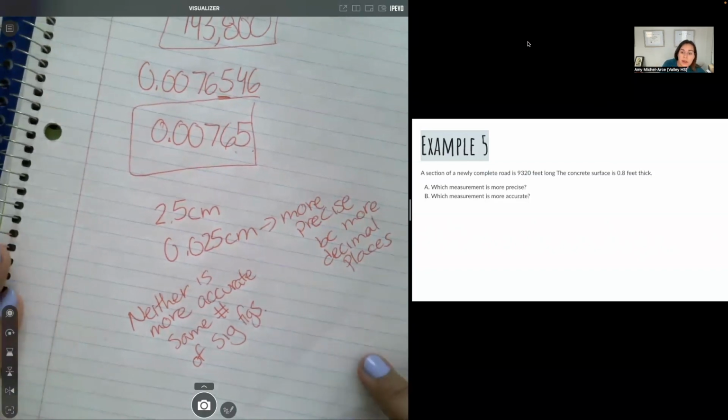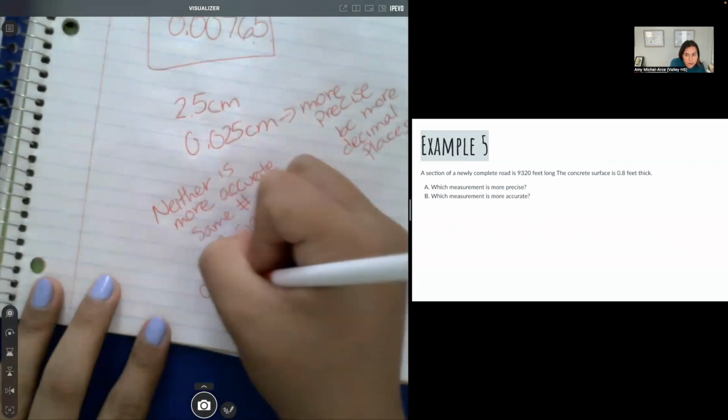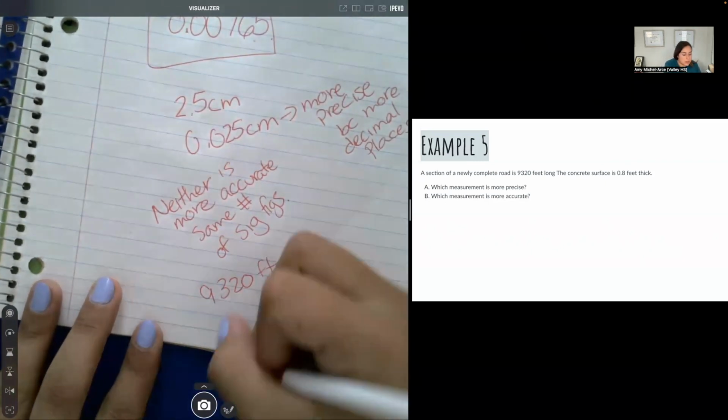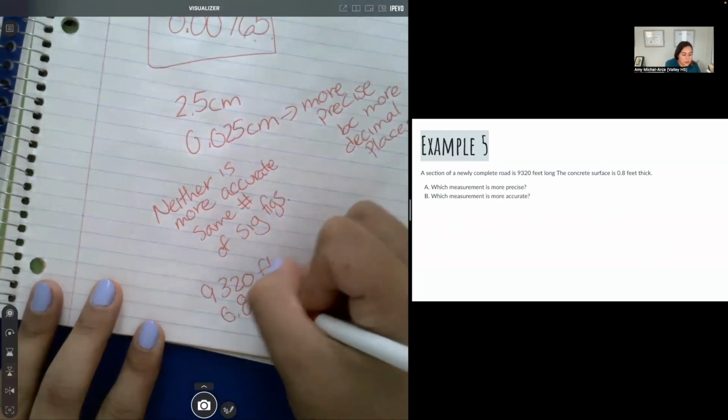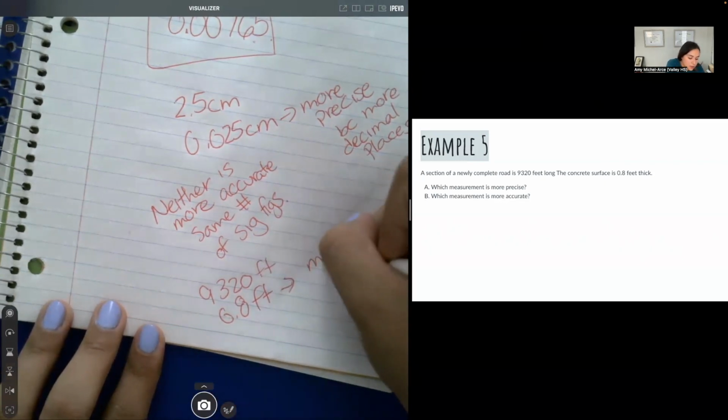Number 5, a section of newly complete road is 9,320 feet long, and the concrete surface is 0.8 feet thick. Looking at these, which one is more precise? This is the only one with a decimal place, so this one is more precise.